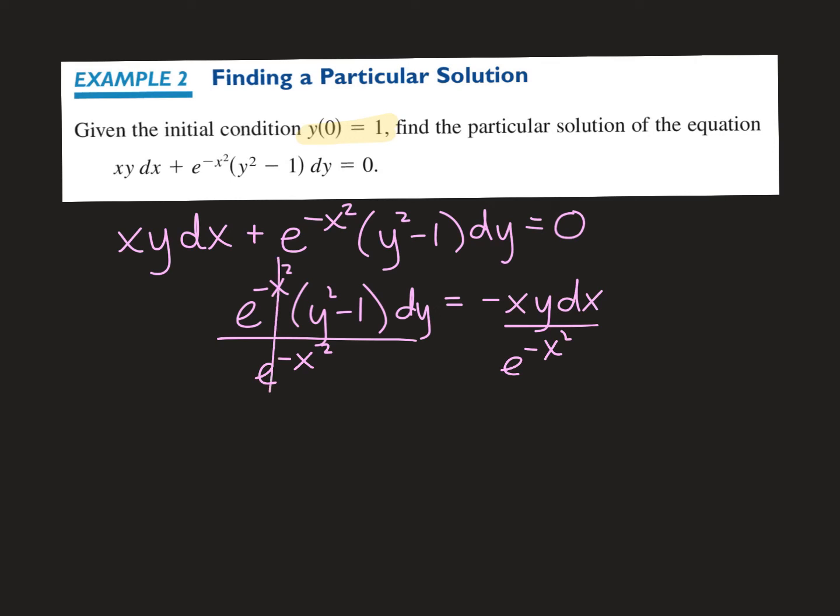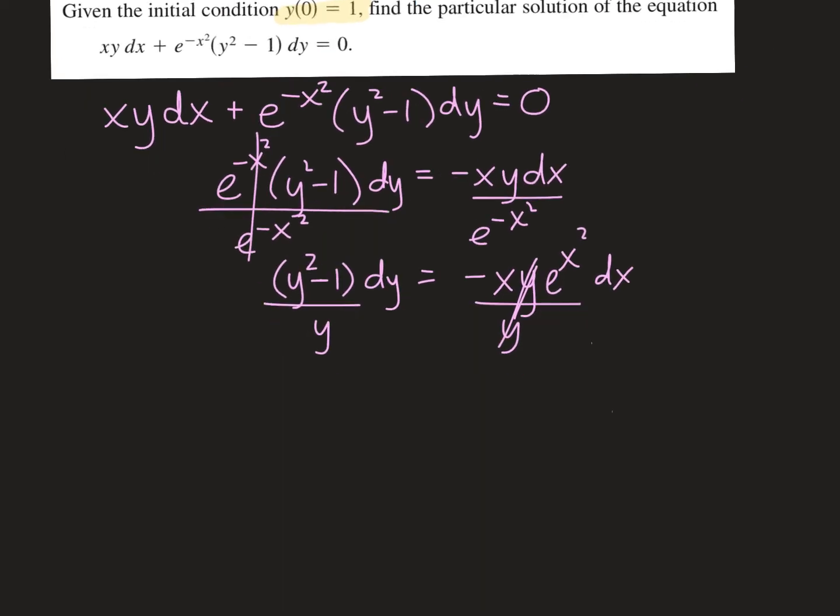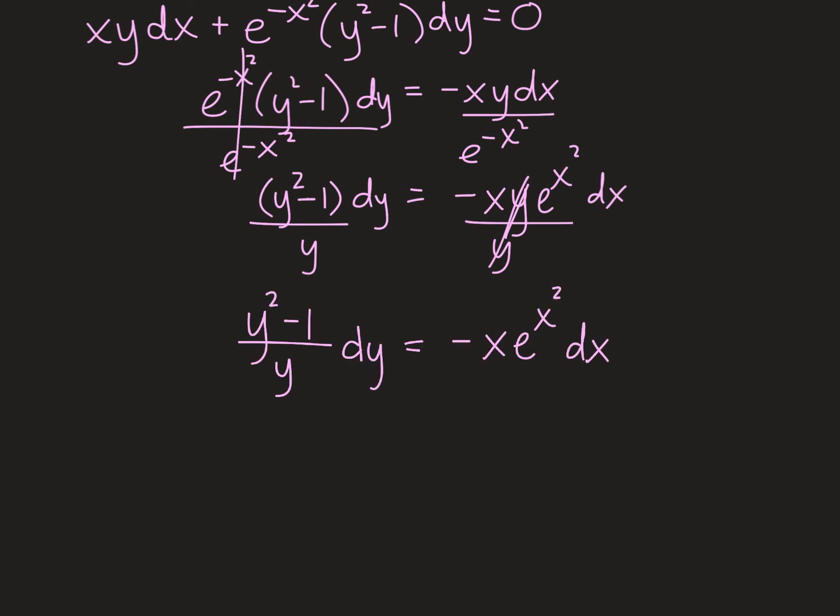And so what we'll have left is (y squared minus 1) dy equals negative x y, and then since this is in the denominator with a negative exponent, it should just be in the numerator with a positive exponent. Exponent rules for the win. Then our very last step is to divide both sides by y. That'll get all of our y's over here. So dividing by y will cancel over there. So let's see what we have. We have now separated our differential equation. We've done the separation of variables, so we can now integrate each side.